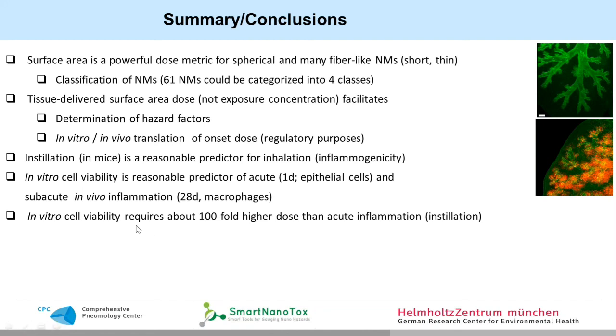Then in vitro cell viability, that is very important for us to realize, requires about 100-fold higher dose per surface area tissue than the acute inflammation response requires. So there's no way we can get, with realistic doses, anywhere near to responses with in vitro assays, at least not of the ones we were using here.